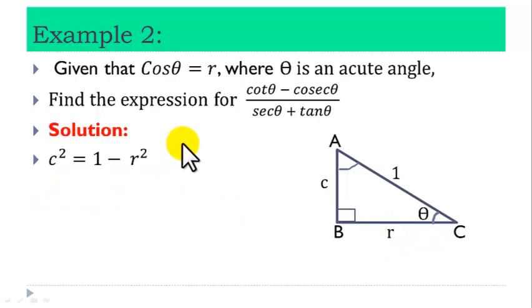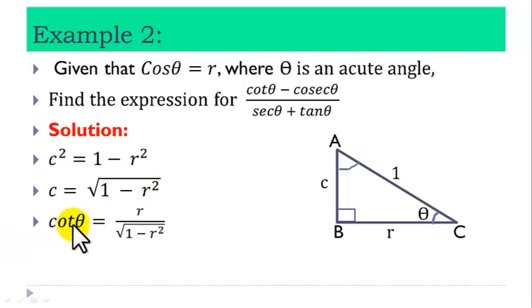If c squared is equal to 1 minus r squared, then c is equal to the square root of 1 minus r squared. Let us now find the expression for cot theta. Cot theta is equal to adjacent all over the opposite. That is, r all over the square root of 1 minus r squared.